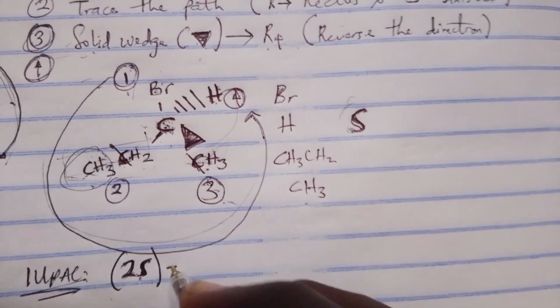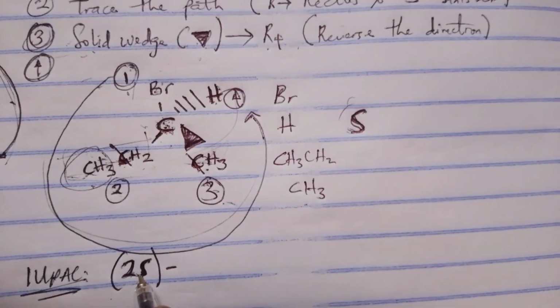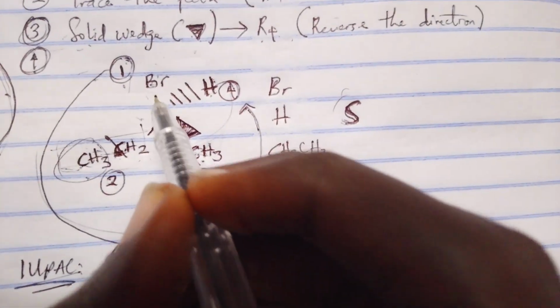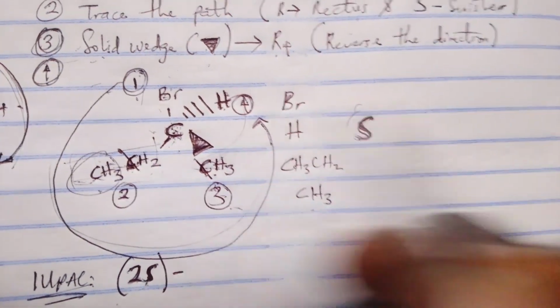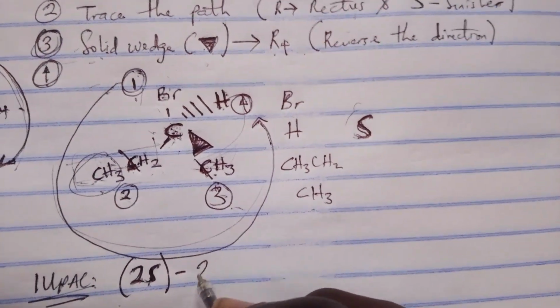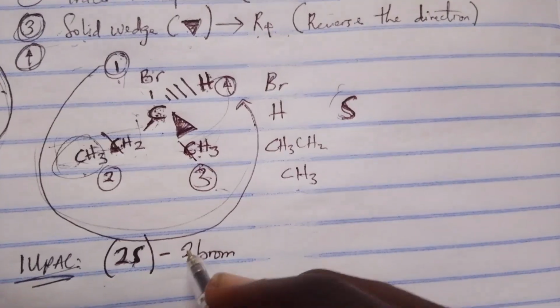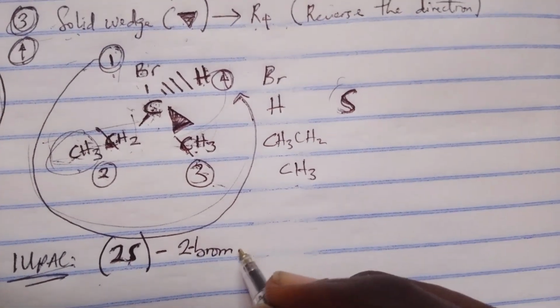Then the next thing is, what are the substituents attached to it? So it will be what? Bromine attached to this carbon. That's just the only substituent. Hence we have what? 2-bromo. So it has to be something of 2-bromo.